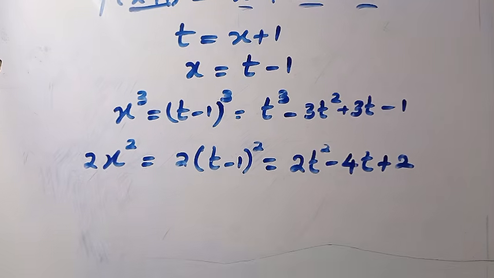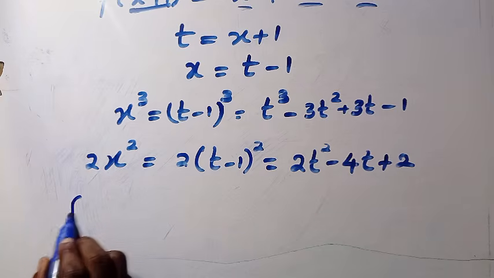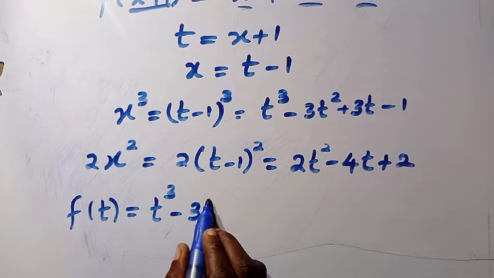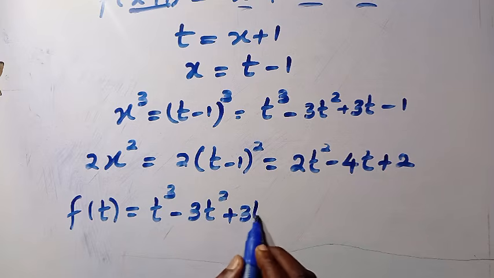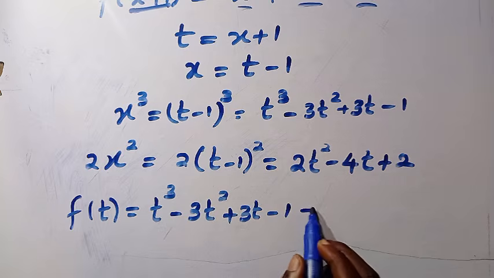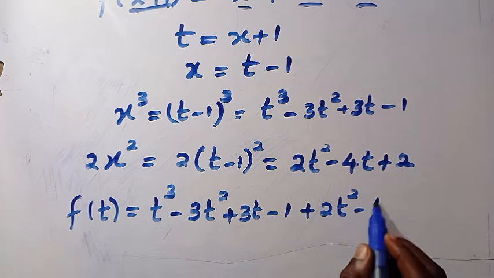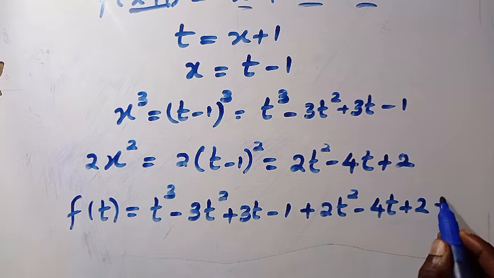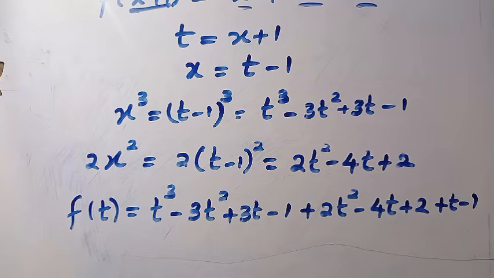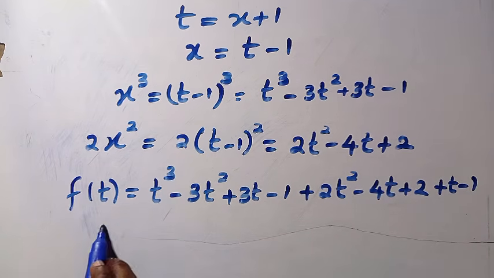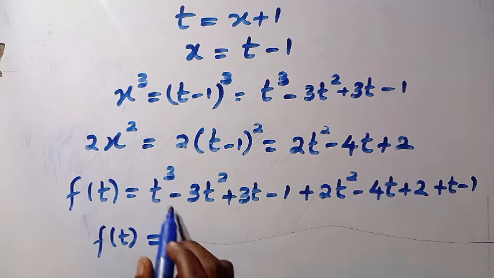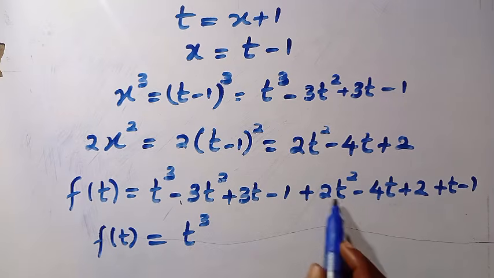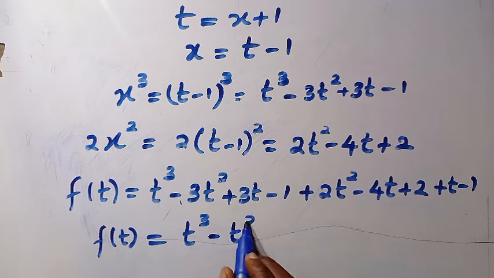So by putting everything together, we have f of t equals t cubed minus 3t squared plus 3t minus 1, also plus 2t squared minus 4t plus 2, and plus t minus 1. Then we have f of t equals t raised to power of 3 minus 3t squared plus 2t squared. This gives us minus t squared.